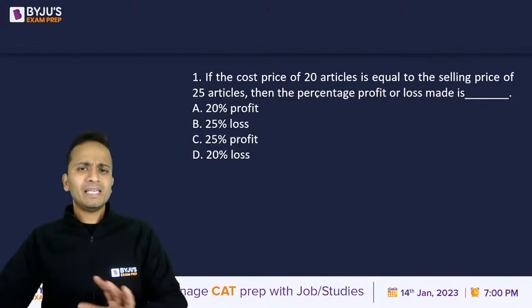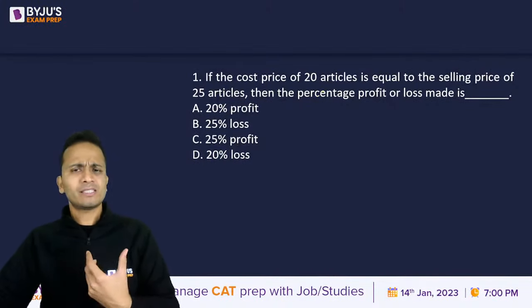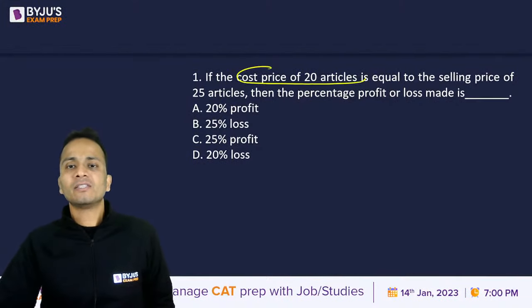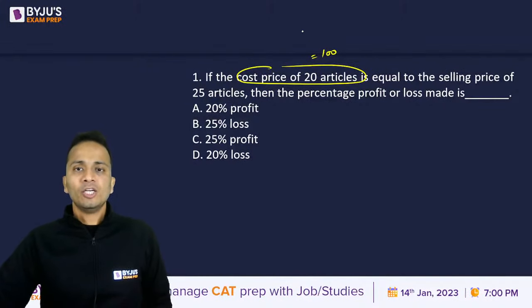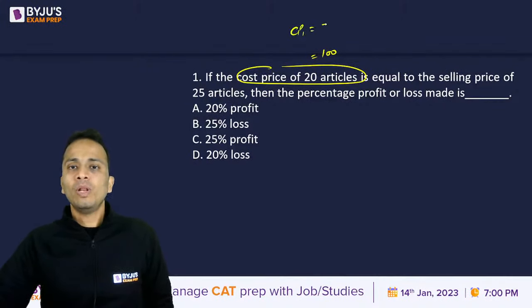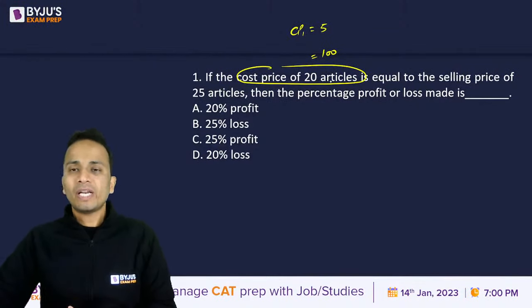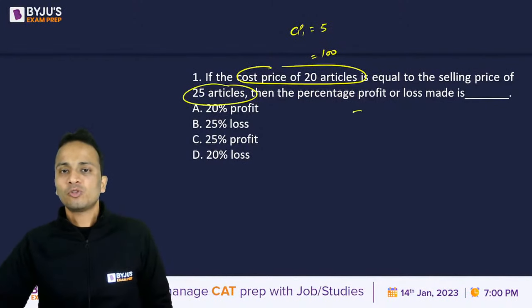Now, I basically have two ways of solving this. Let's go with the easiest way. So, cost price of 20 articles, I'll assume that it is equal to 100. All right, so cost price of one article will become 5. Now, this cost price of 20 articles, which is rupees 100, is also equal to the selling price of 25 articles. So, selling price of one article will become 4.